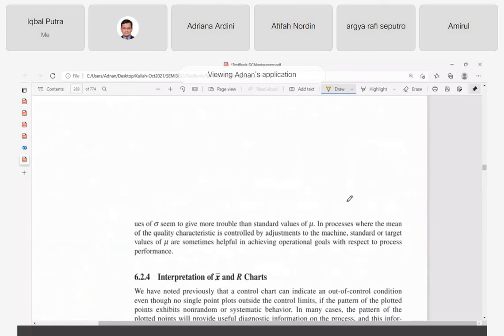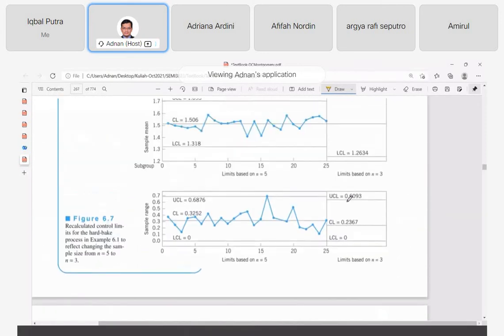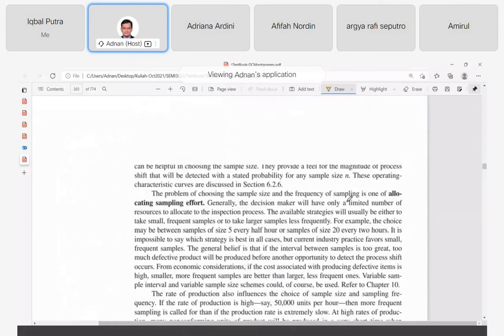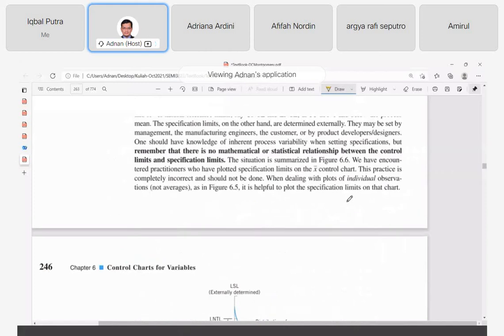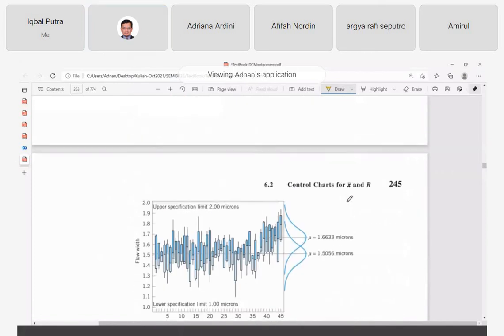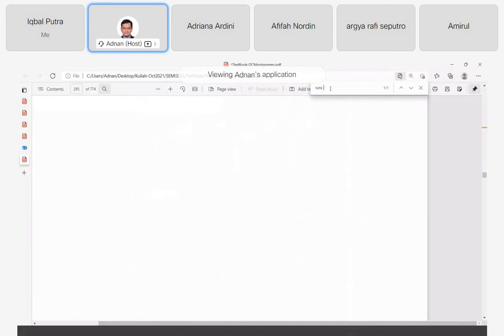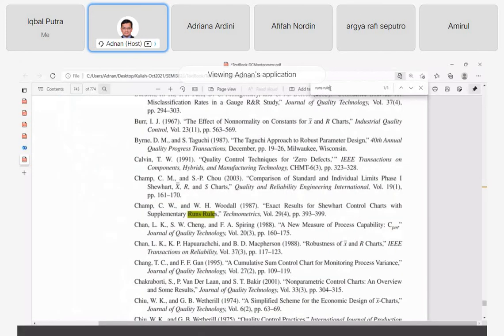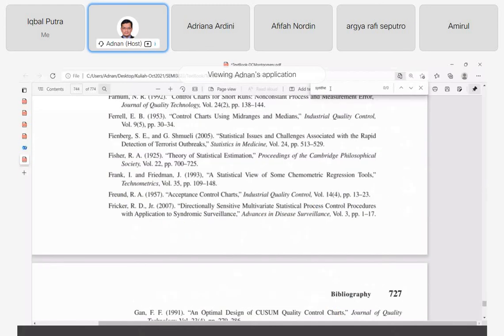Related to this variability, we did control limit. I did mention last time about synthesizing rules. Somewhere here. Let me search where the synthesizing rule is. Or sometimes we call it runs rule. Runs rule. Synthesizing.